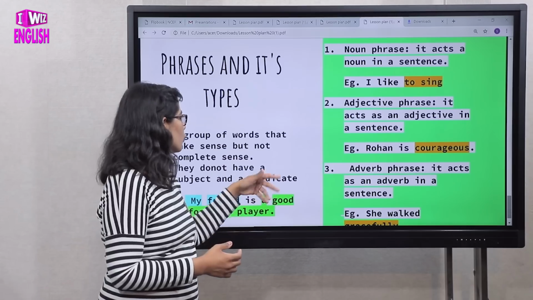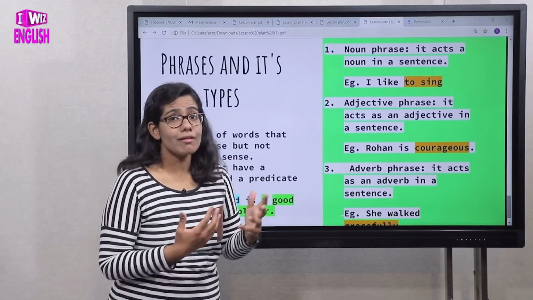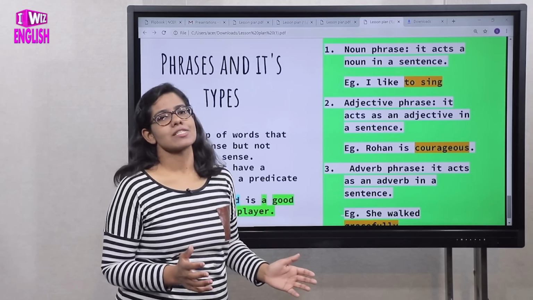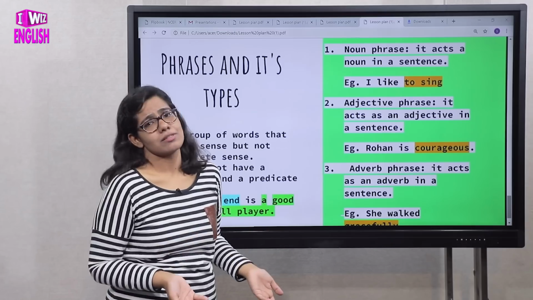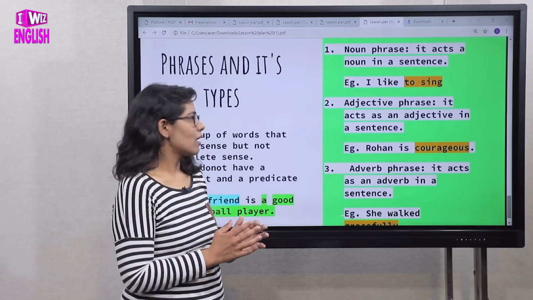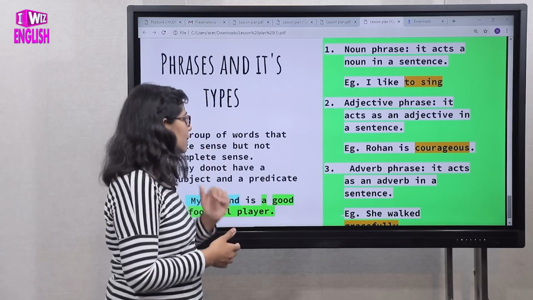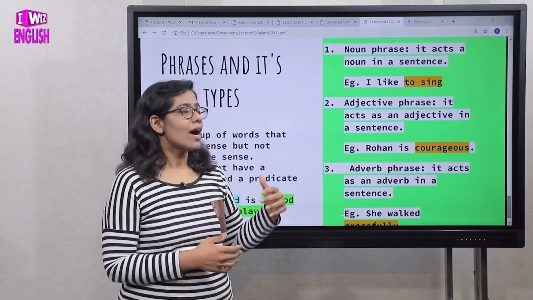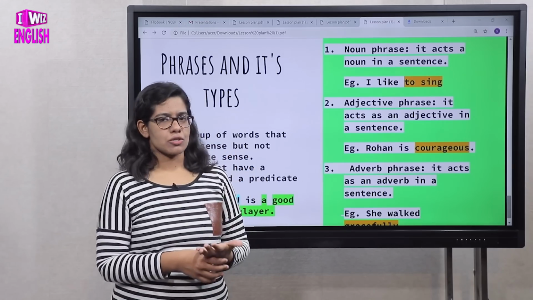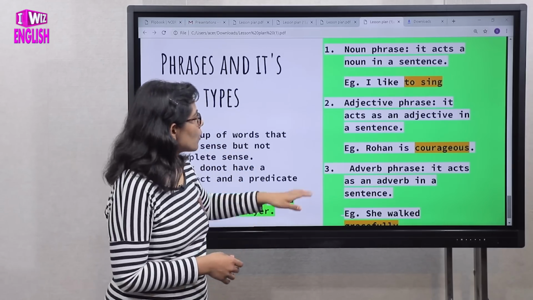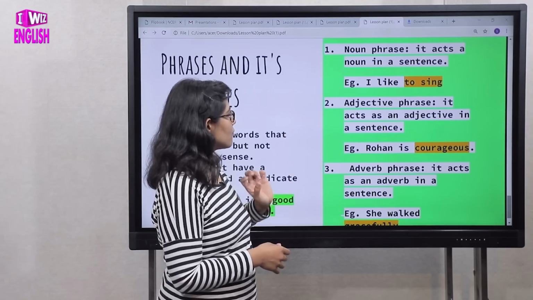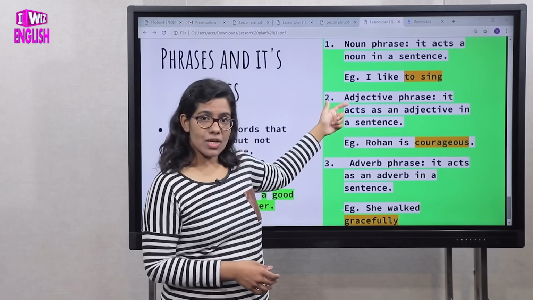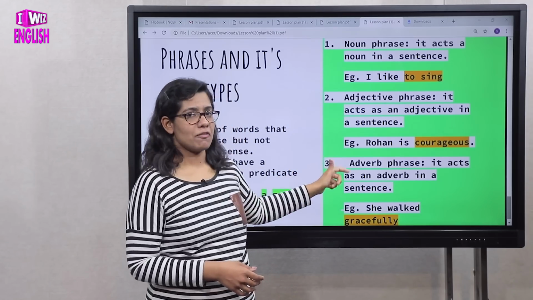My friend, a good football player, right? You can see that it's incomplete. So independently, phrases cannot exist, all right? They will not make sense. They have to be in a sentence. And another thing, in sentences, we studied that they have a subject and a predicate. In phrases, they do not have a subject or a predicate, okay? So, the types of phrases. We have three types of phrases, namely noun phrase, adjective phrase, and adverb phrase.